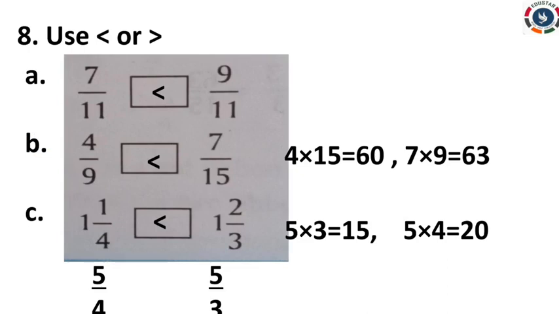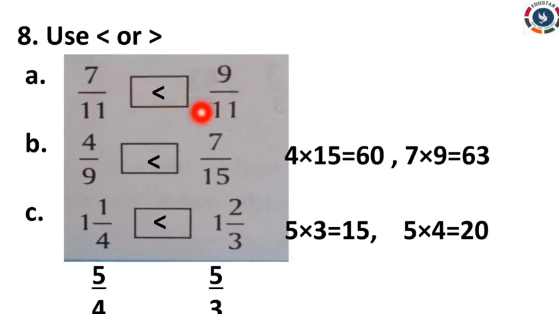Then 8th one, use less than or greater than symbol. Here A, 7 by 11 dash 9 by 11. Here denominators are same, so those are like fractions. Like fractions means you can see only the numerators, which is having greater value. You should open the mouth towards that number.